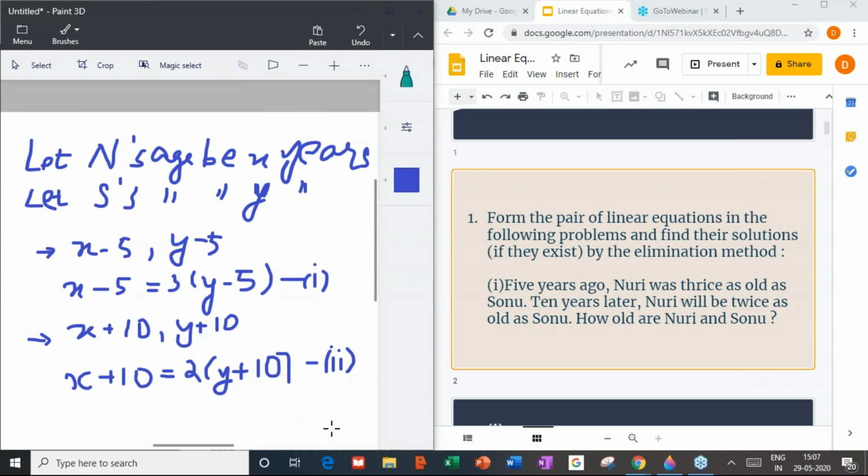From that you can calculate y and then substitute the value of y back in either one of the two equations to get x.